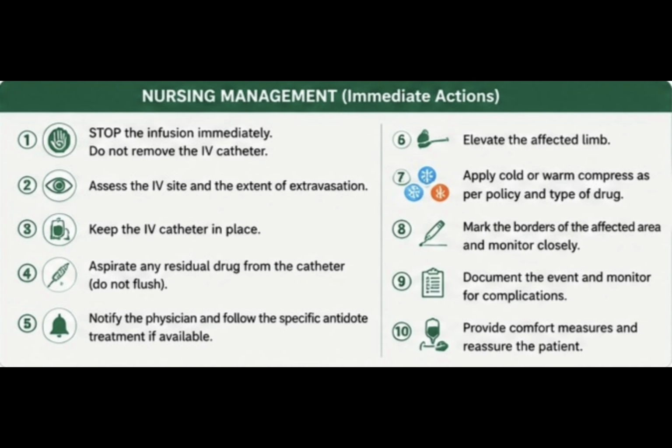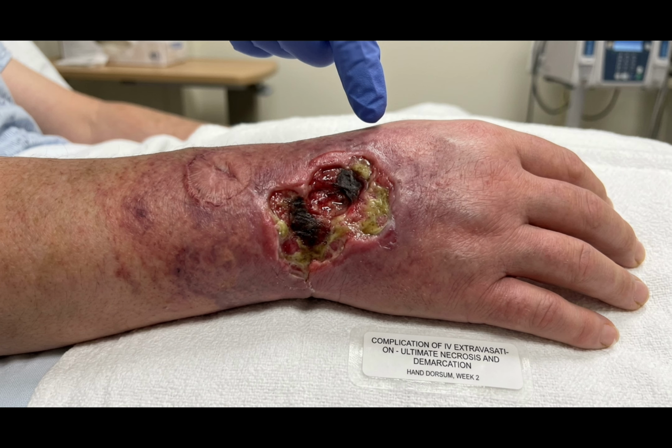Elevate the affected limb. Apply warm or cold compresses according to the medication involved and hospital policy. Monitor the affected site regularly. Document the incident and all nursing interventions. Possible complications. If not treated promptly, extravasation can lead to severe tissue damage, skin ulceration, tissue necrosis, infection, nerve injury, functional impairment of the affected limb, need for surgical intervention.